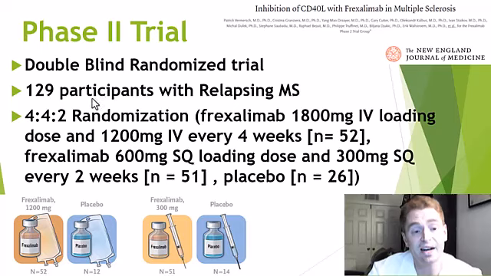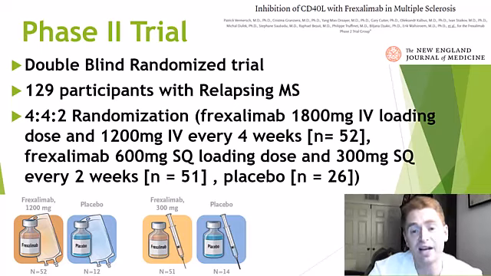Anyways, this study, in order to recruit people to the trial, they gave 80% of the participants the drug and only 20% placebo. So it was 4-4-2 randomization. So 40% got the IV version of the drug, Frexalimab, 1,200 milligrams every 4 weeks, and they gave a loading dose of 1,800 milligrams just so higher doses would be in the body right away, because this is a very short trial, only 3 months.